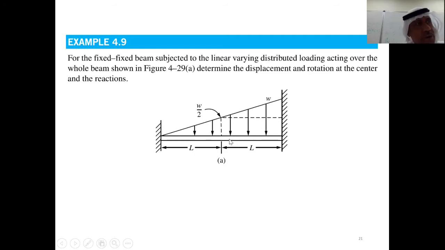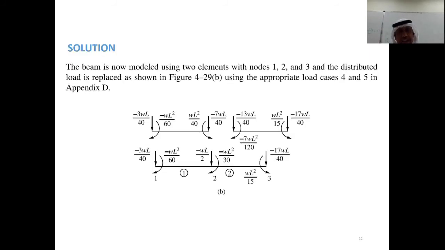So what you need to do? This is fixed support. You come in the middle and you make it fixed support for the element on the left, and you make fixed support for the element on the right. You see? And then you find the fixed end moment. Now this, you put it here. This, you put it here. What about the center? You have to add this to this.